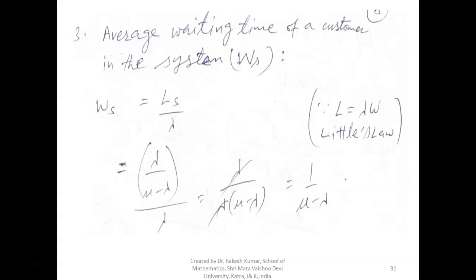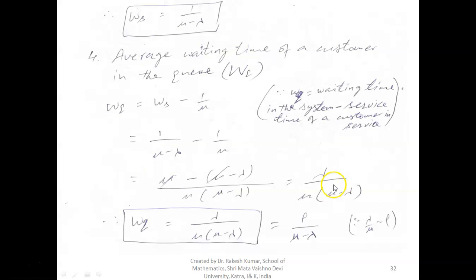And the average waiting time of a customer in the system, WS. WS is equal to LS upon lambda. There is a formula, Little's formula or Little's law, which is L is equal to lambda WS: the average number of customers in the system is equal to the average arrival rate into the average waiting time of a customer in the system. From this formula, with the LS we have obtained, divided by lambda, we get this one. So WS is 1 upon mu minus lambda.